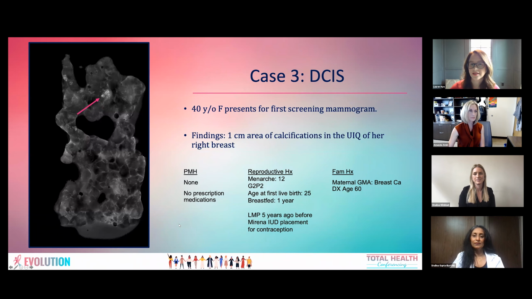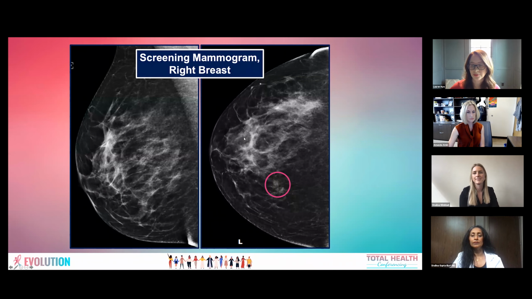So to get started with our case, we have a 40-year-old woman who presents for her first screening mammogram. And the findings showed a 1 centimeter area of calcifications in the upper inner quadrant of her right breast. She has no significant past medical history, no significant medications. She has 2 children with her first live birth at age 25, and she did breastfeed. She's not having regular periods because she has a Mirena IUD in place. And her family history is significant for a maternal grandmother with breast cancer diagnosed at age 60. So Dr. Winblad, can you walk us through these images?